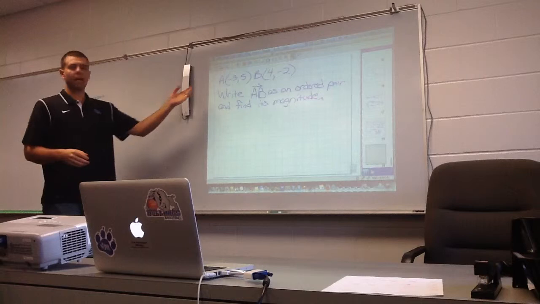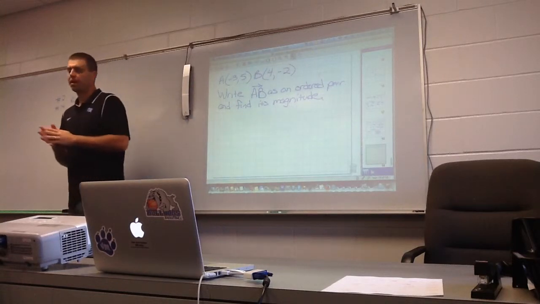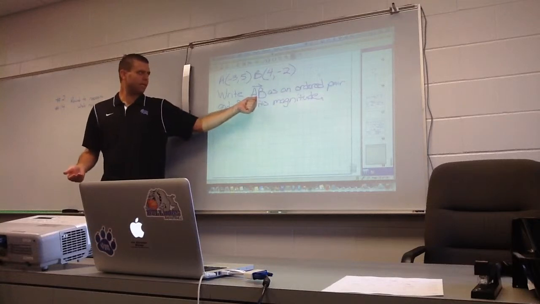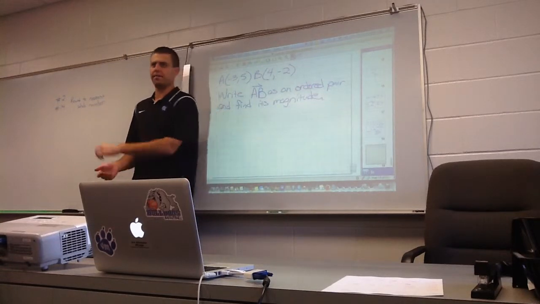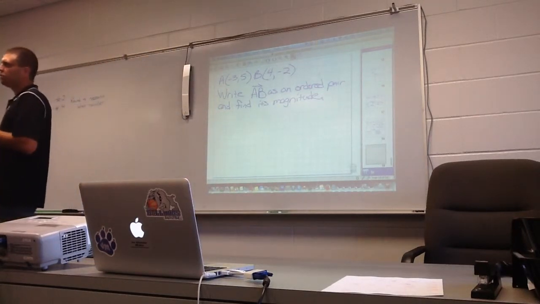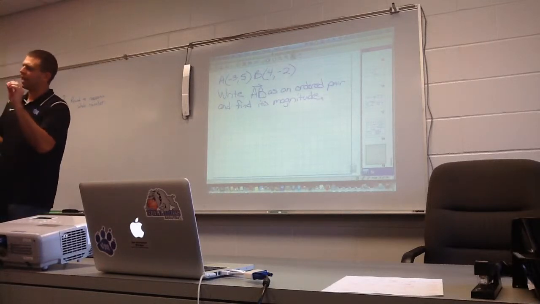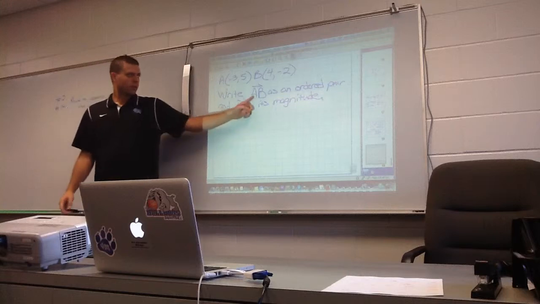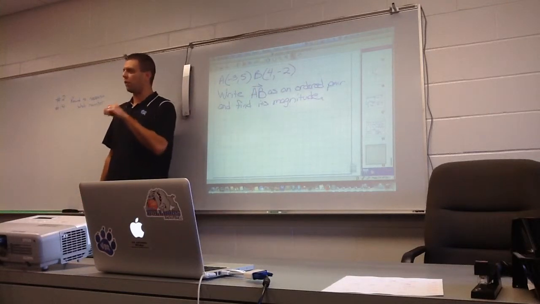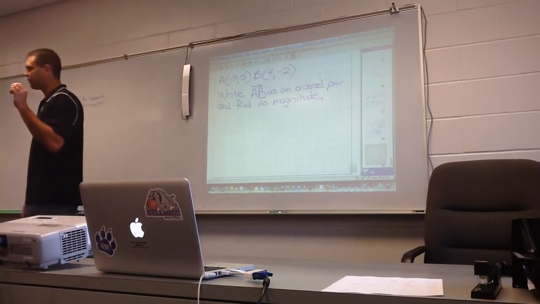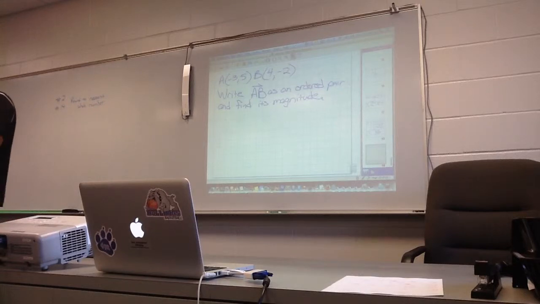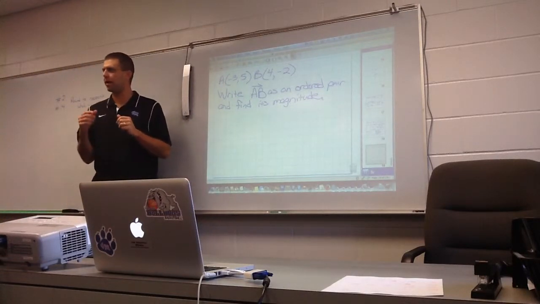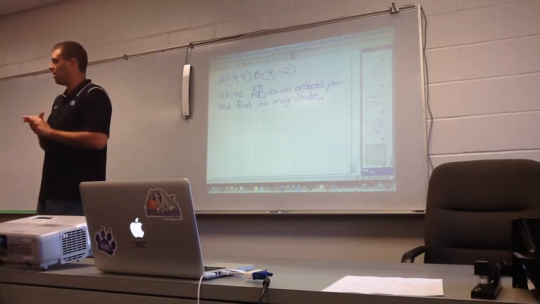We have coordinate A and coordinate B. It says, write vector AB as an ordered pair. When you are asked to write vector AB as an ordered pair, the order is really important. Because if I had switched this around and written vector BA, it would be a different answer. It would just be kind of the opposite.